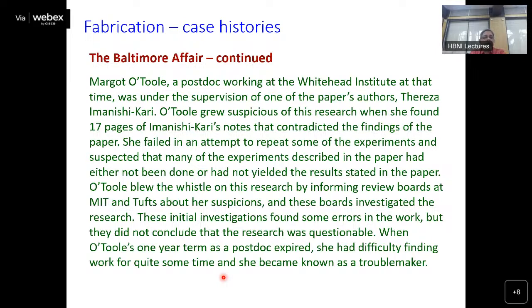Okay. So Margot O'Toole blew the whistle, and she informed the review boards at the university about her suspicions, and then an investigation started. The initial investigations found some errors, but they did not conclude that the research was questionable. You see, this person was a Nobel Prize winner. So when you try to question a Nobel Prize winner's work, you have to be careful. People generally wouldn't like to do that. So unfortunately, the consequence was that the whistleblower was simply thrown out of the group. And it became, of course, very difficult for her to get any subsequent positions elsewhere also.